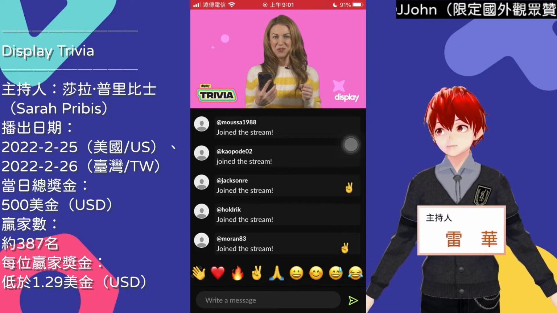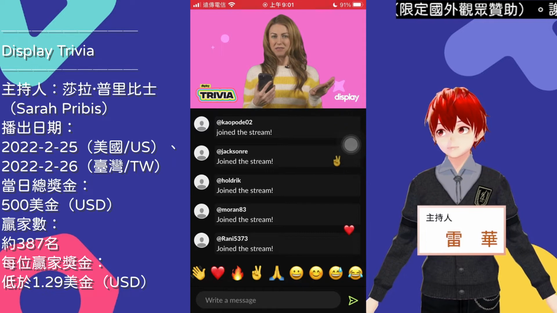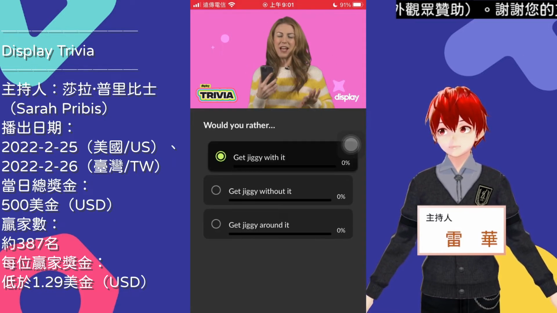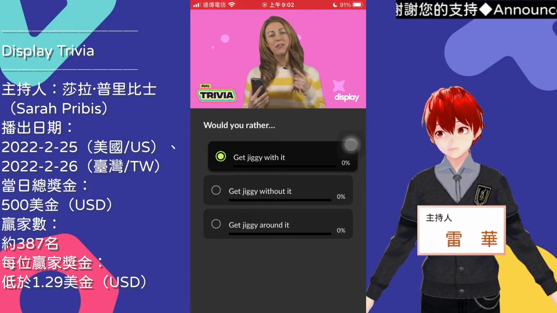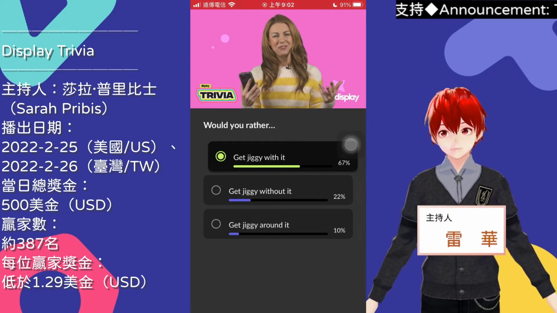All right, now, real quick, for absolutely no points at all, just to get us in the groove, tell me, would you rather get jiggy with it, get jiggy without it, get jiggy around it?